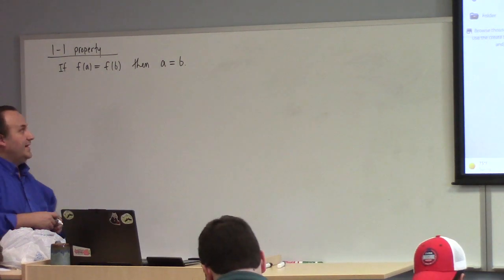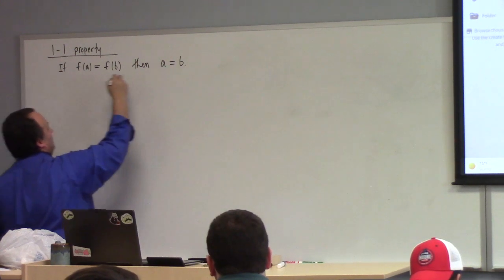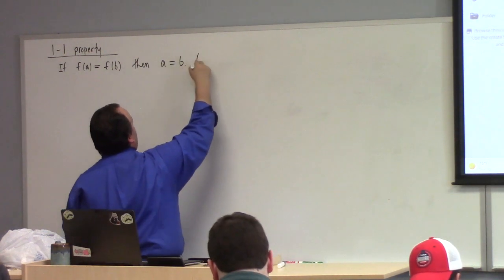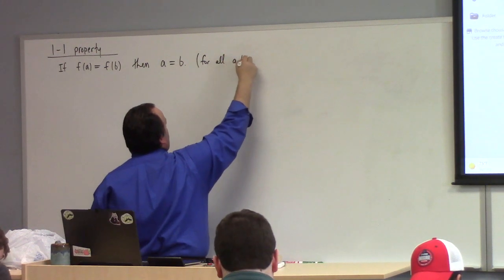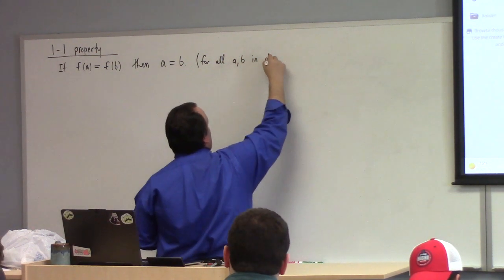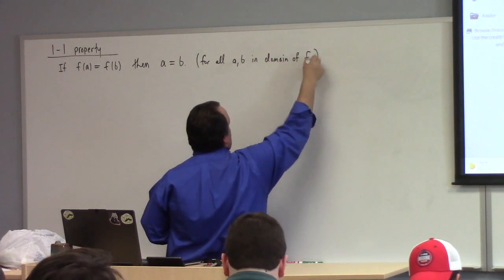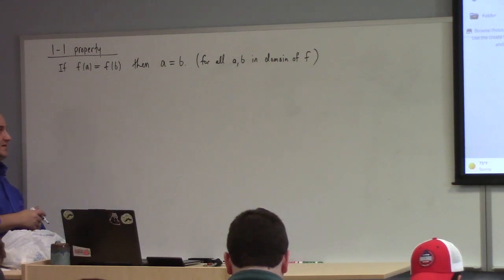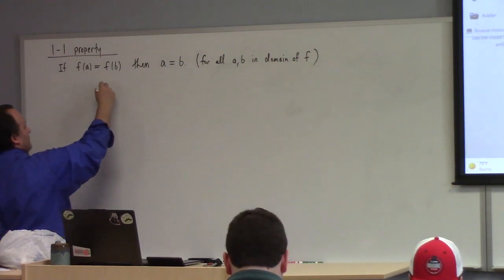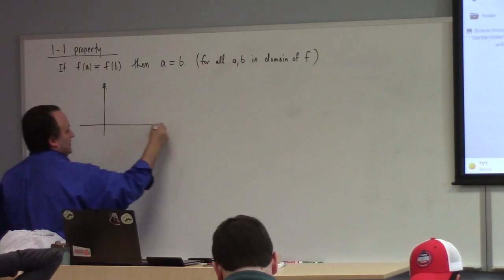All right, and when this holds, that has to hold for all A and B in the domain of f. So this is the one-to-one property. Now let's draw a picture of this and see what this means, because there's a graphical test we can do here.